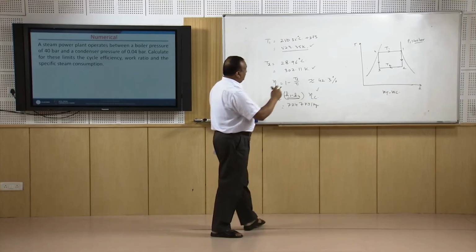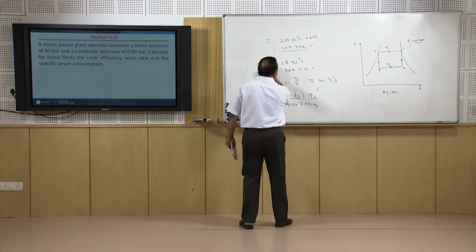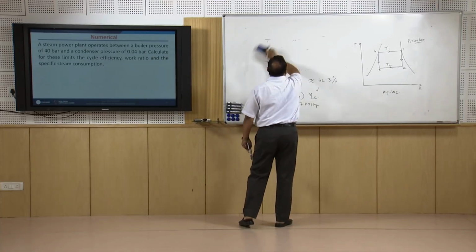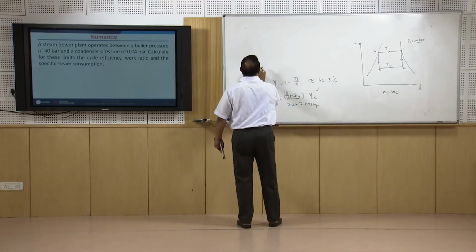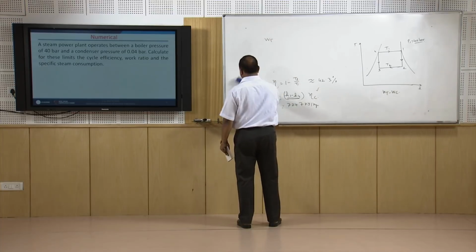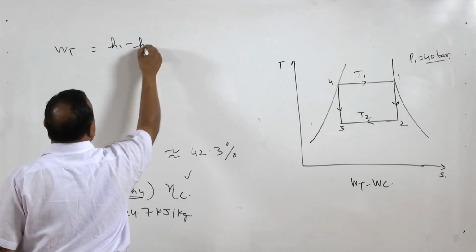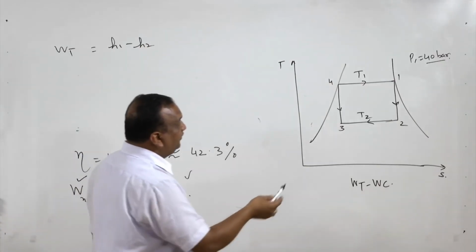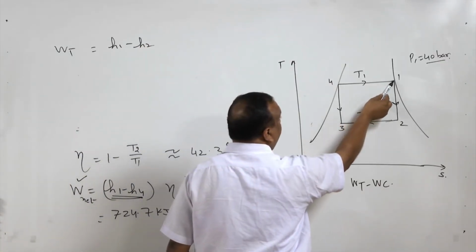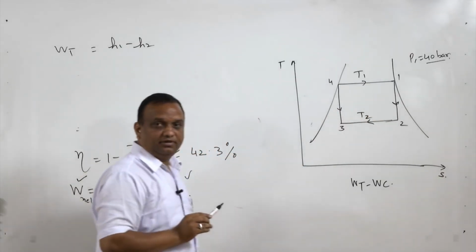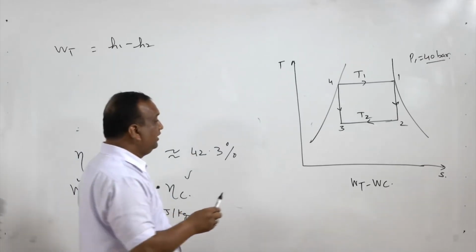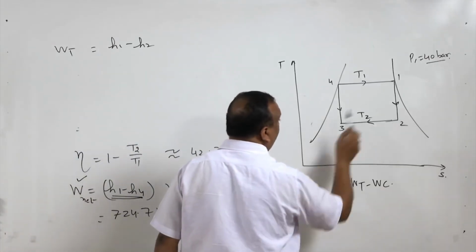Right. Now, turbine work, suppose I want to find the turbine work, then turbine work is H1 minus H2. Now, H1 we can take from the steam table, enthalpy of saturated vapor, H1. This we can take from the steam table, but what about H2?